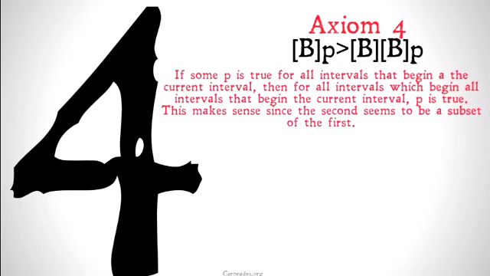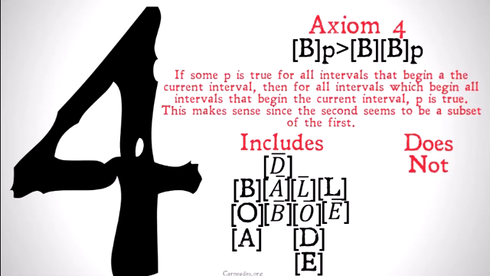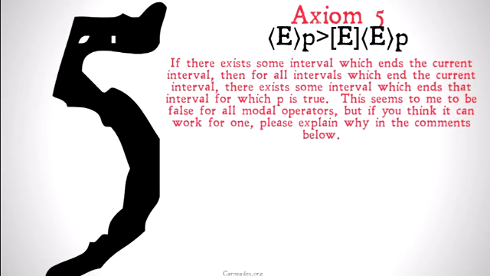Next up, axiom 4. If some P is true for all intervals which begin at the current interval, then for all intervals that begin the current interval, P is true. This makes sense since the second seems to be a subset of the first. It seems, in fact, that all of our different modal operators are going to fall under axiom 4. But there may be some implications of including axiom 4 in our system. If you think you've found one of those implications or you disagree with this, as before, write in the comments below. Next up, axiom 5.